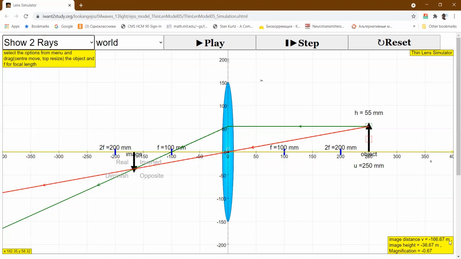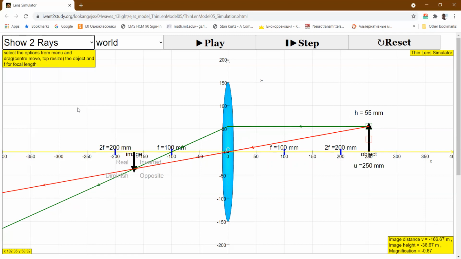By the way, they put meters over here. I think they made a little mistake, and that's millimeters. So please do not think that it's meters. It's millimeters, and also millimeters here. Now, guys, the height of the arrow here is 55 millimeters. And you see this arrow is smaller, and it is 36 millimeters here. Again, all these meters are actually millimeters.